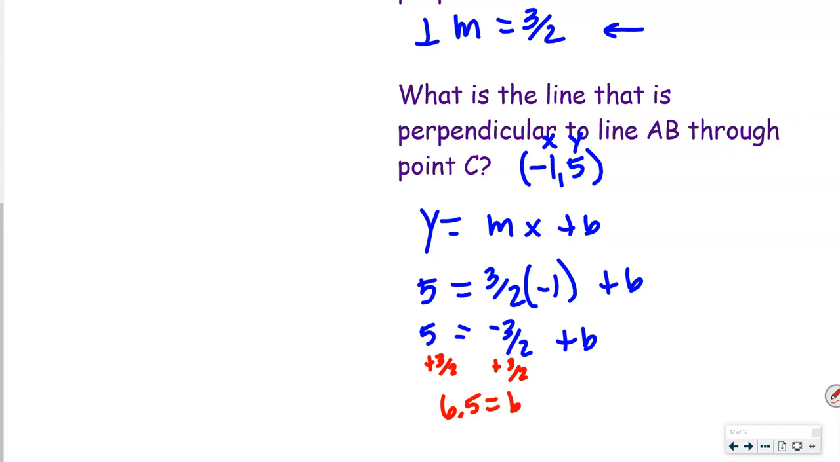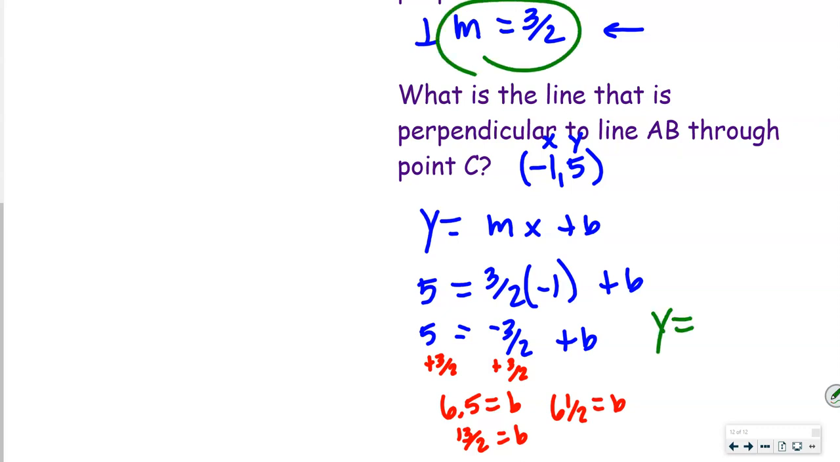You can again do Math 1.1, and that's 13/2, or 6.5. Doesn't matter. All of these are your B. So this time when we write our answer, Y is equal to, there's our slope, 3/2 X. And I'm just going to grab this one this time, plus 6.5. And again, the answer could be represented any one of those three ways.